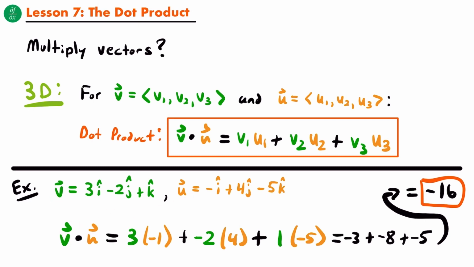Okay, and so that's really all there is to the dot product. It's just as simple as adding the product of the corresponding components of your two vectors, and the result of that will be a scalar. Now, before we look at some more complicated examples involving the dot product, there are actually some properties of the dot product that you should be aware of first. And so let's take a look at those next.